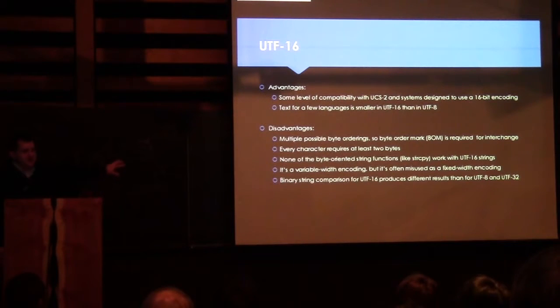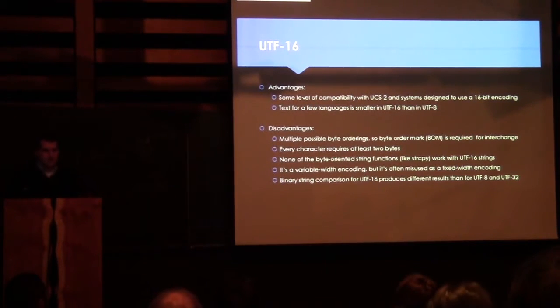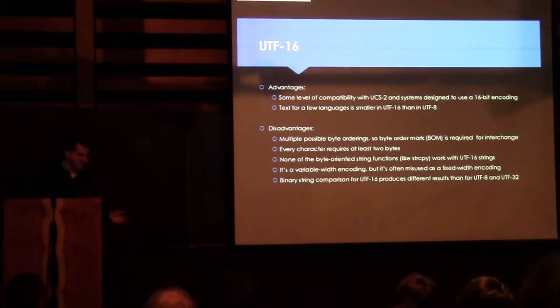But there's a lot of disadvantages here. There's multiple possible byte orderings, so you still need the byte order mark just like in UCS2. Every character requires at least 2 bytes. None of the byte-oriented string functions like strcpy work with UTF-16 strings, just like they didn't with UCS2. It's a variable width encoding, so we have most of the disadvantages of UTF-8. And since the code unit is larger than UTF-8, we have practically none of the benefits.